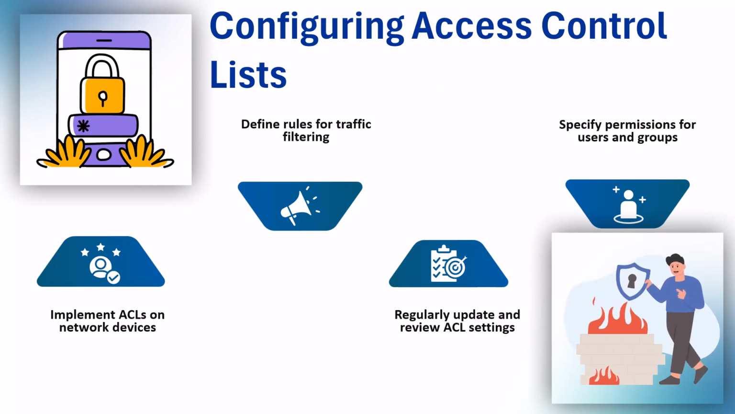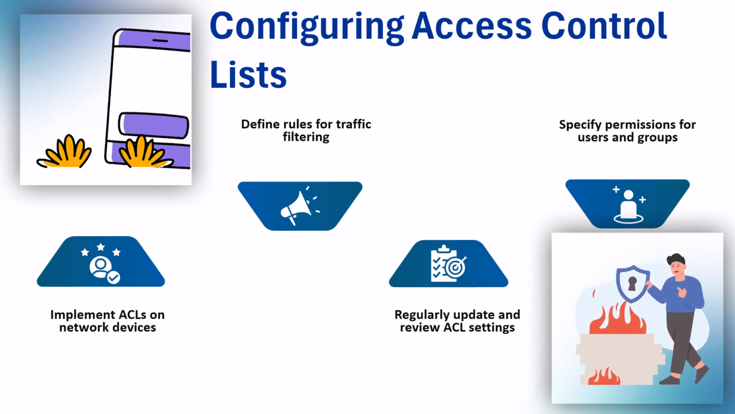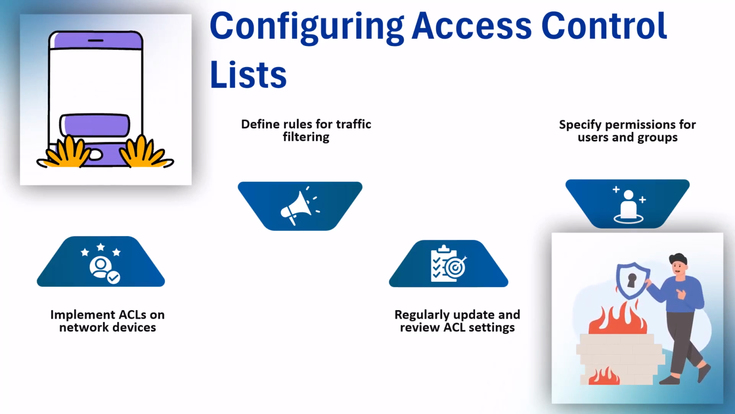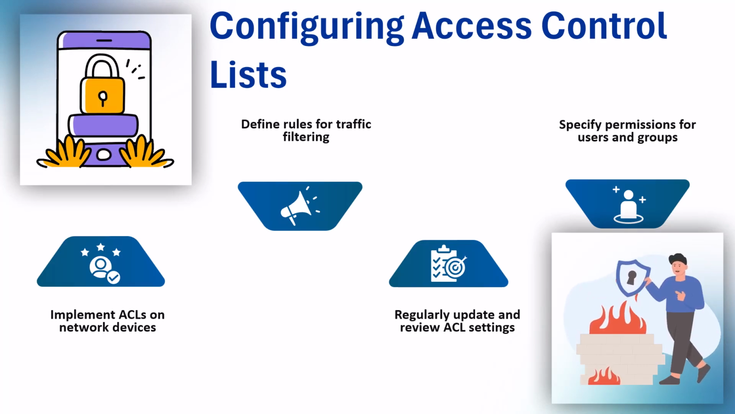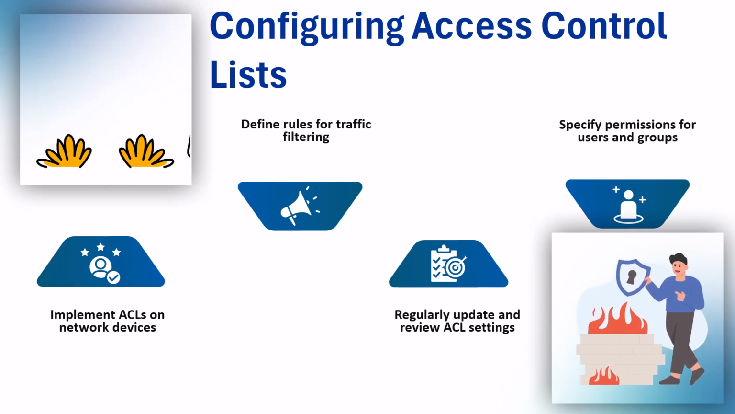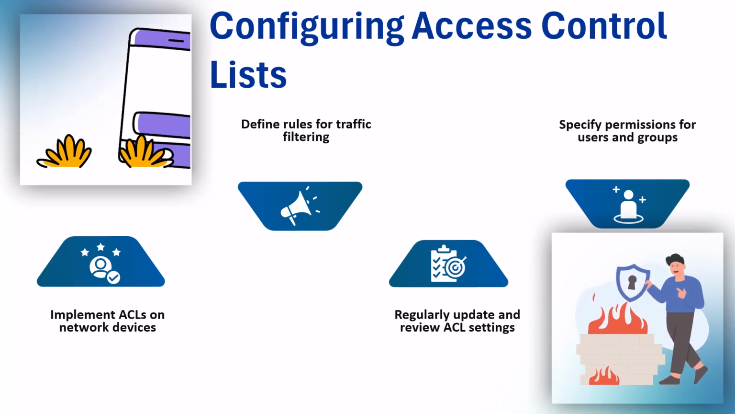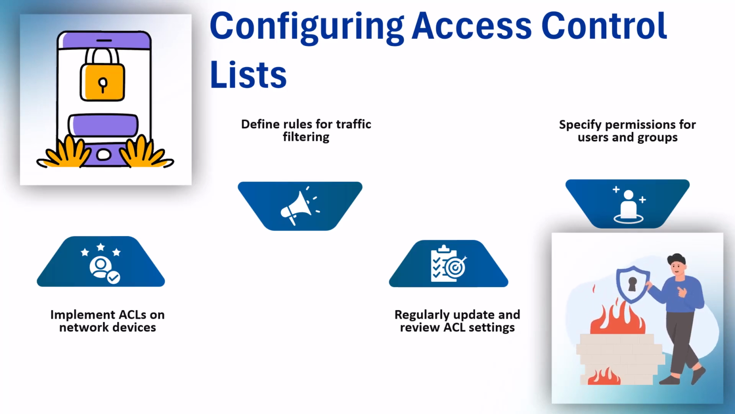Access control lists are like bouncers at a club, deciding who gets in and who doesn't. First, we define rules to filter traffic, ensuring only the right data passes through. Next, setting specific permissions keeps unauthorized users out. Then, applying these lists to network devices solidifies security. Finally, reviewing ACL settings regularly keeps them up to date and effective. Think of it as refining the guest list for an exclusive event.